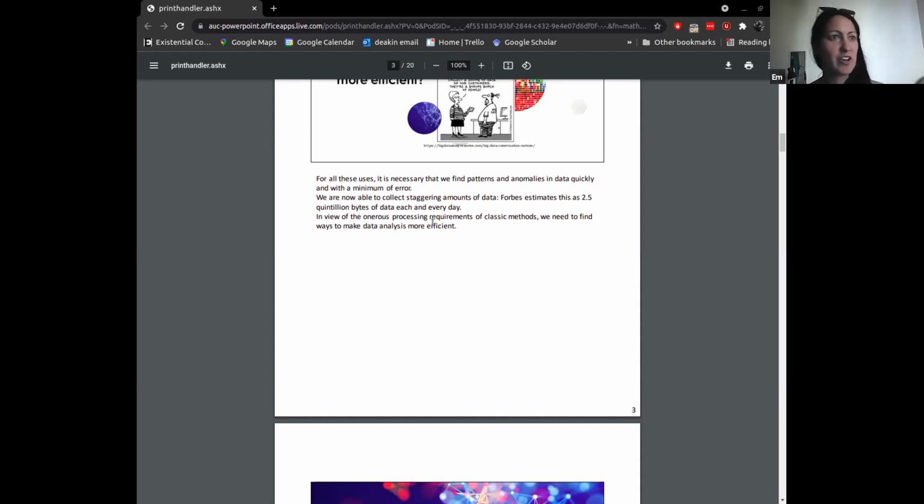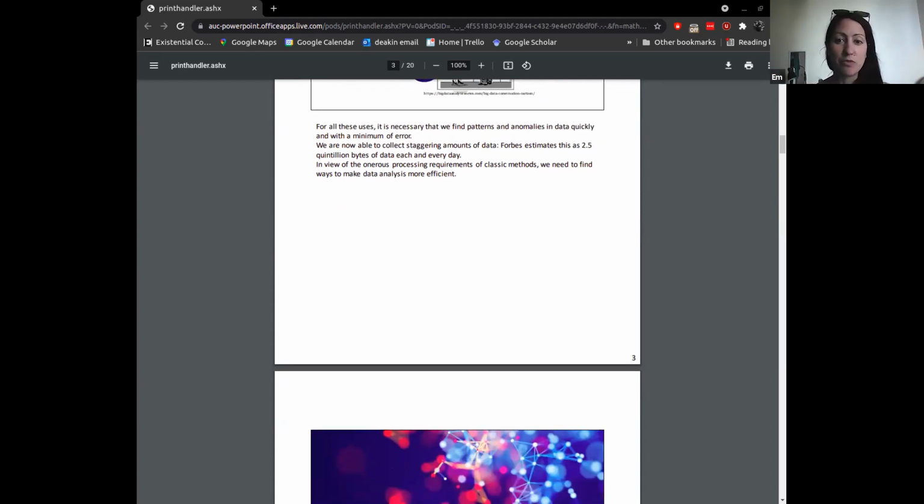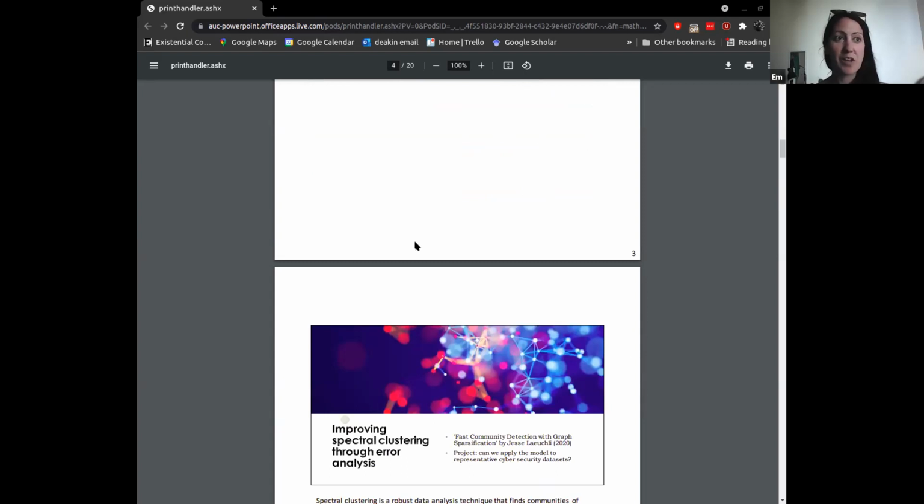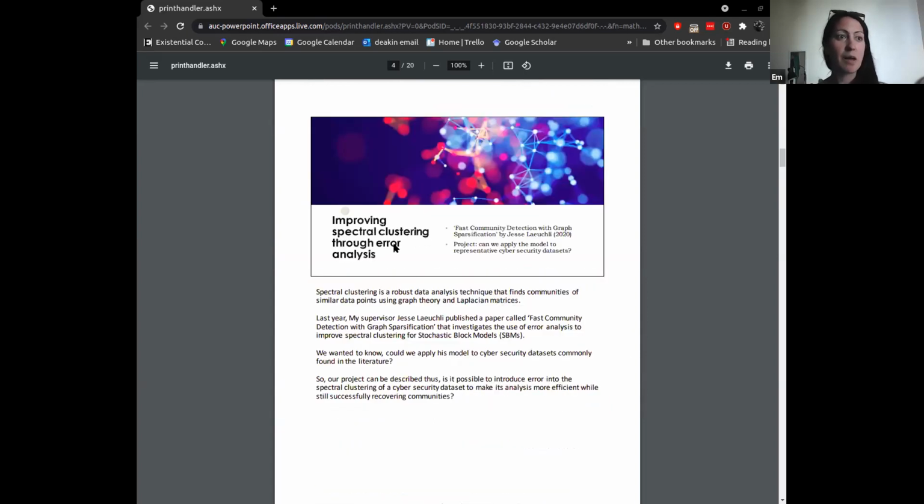Okay, so for all of the uses that I mentioned, it's necessary that we find patterns in data quickly and as efficiently as possible, so as to minimize error. And because we now collect so much data, it's really important that we make it more and more efficient, just in order to keep up with everything that we're collecting. Classic methods are just not really keeping up. So we need to find ways to make data analysis more efficient, and that's where this project comes in.